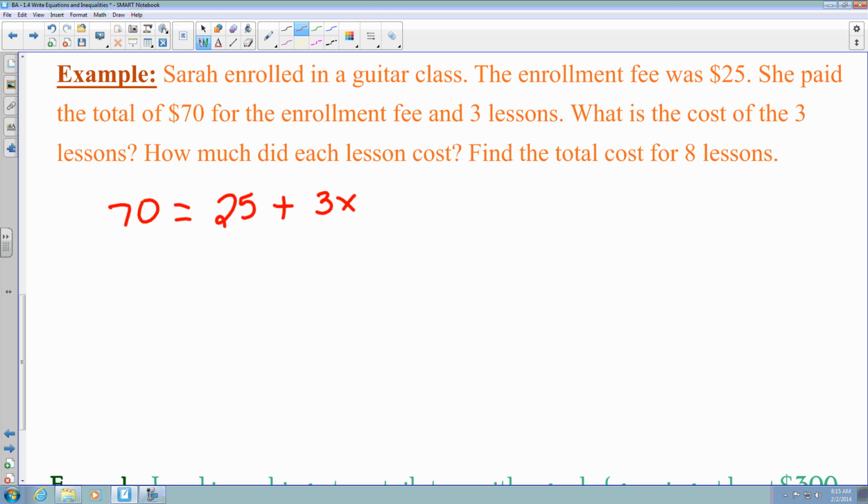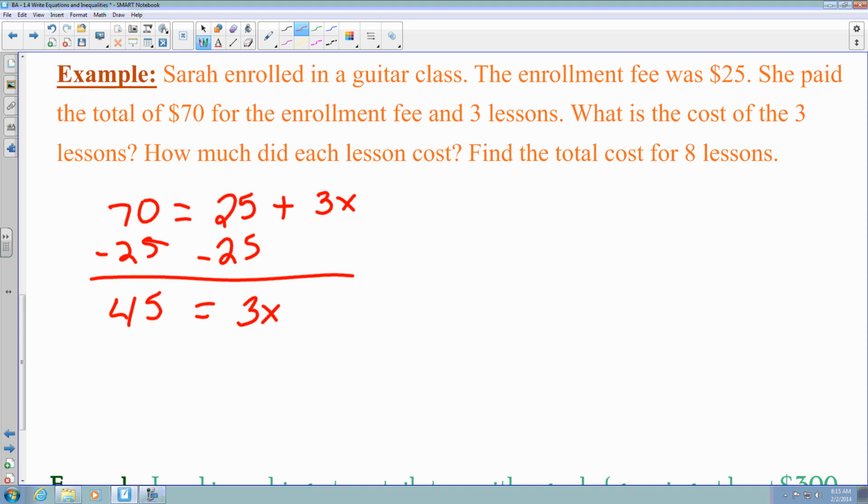So looking at this, this is just a regular solve for the variable equation. I'm going to subtract 25 from both sides, and I'm left with 3x on the right-hand side. 70 minus 25 gives me 45. To find what x is, I'm going to divide both sides by 3. X is going to equal 15.